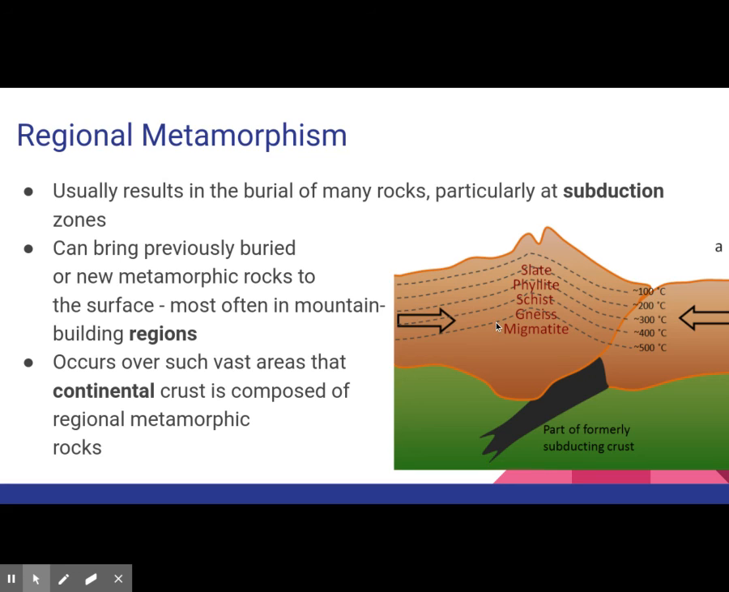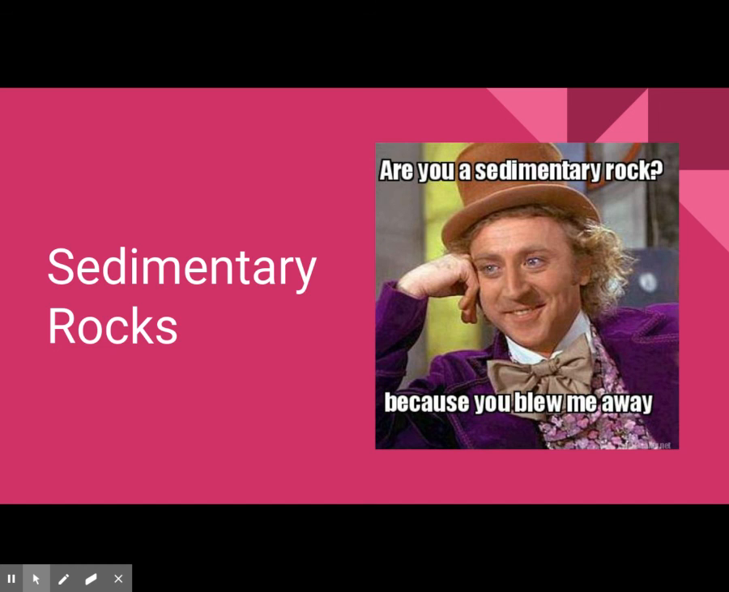So usually this results in the burial of lots of rocks, typically at a subduction zone, like I said. It can bring previously buried or new metamorphic rocks up to the surface. Typically this is going to be found in the mountain building process. And then it occurs over areas that are very, very large, typically continental crust that's composed of a lot of already existing regional metamorphic rocks.